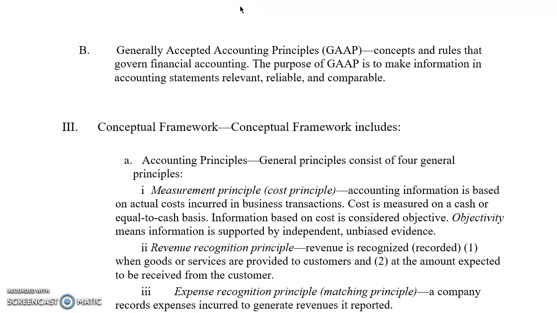So just remember GAAP. Concepts and rules that govern financial accounting. You don't want to go against GAAP. You want to be in compliance with GAAP.